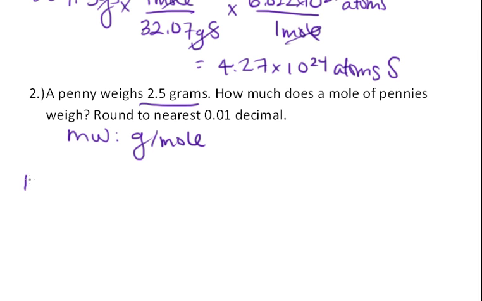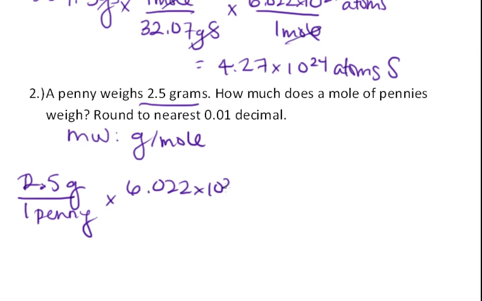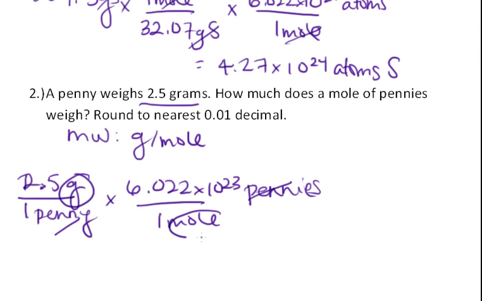We have 2.5 grams is 1 penny. So we need to get rid of pennies and somehow relate moles in there. Well, this is where we use Avogadro's number again. So that large number of pennies in 1 mole, pennies cancels, and now we're in units of grams per mole, and that gives you an answer of 1.51 times 10 to the 24 grams per mole of pennies.